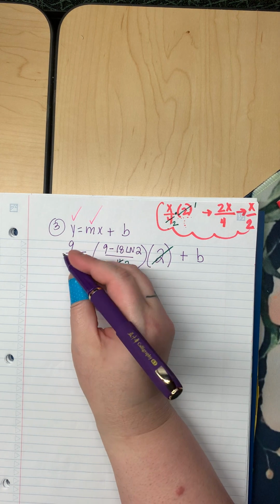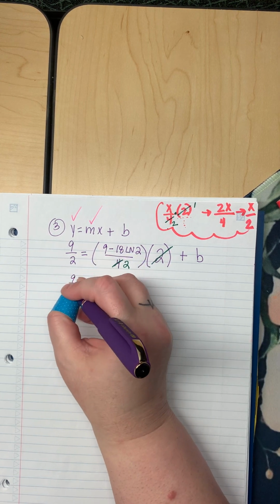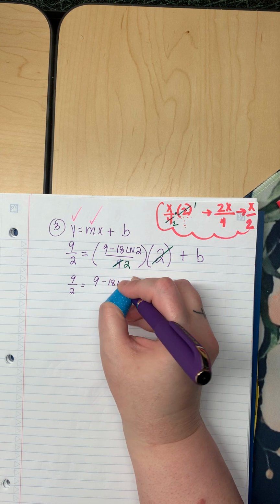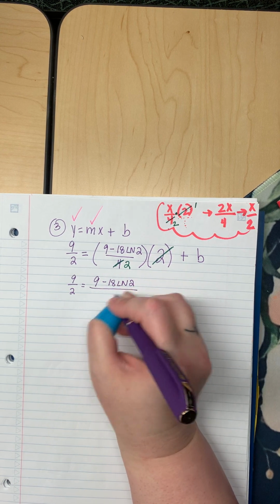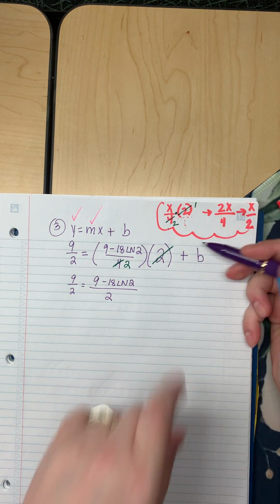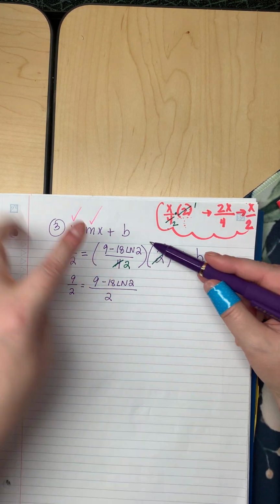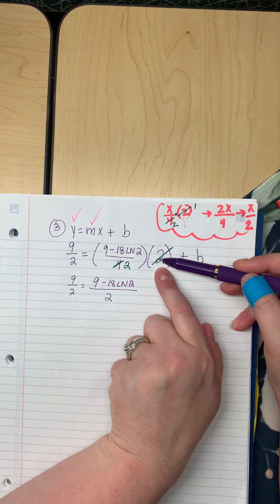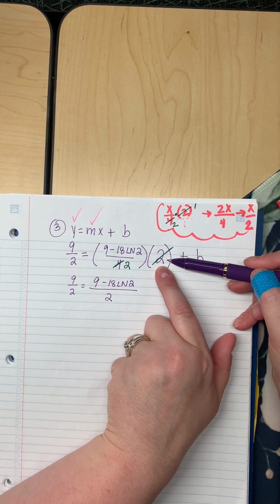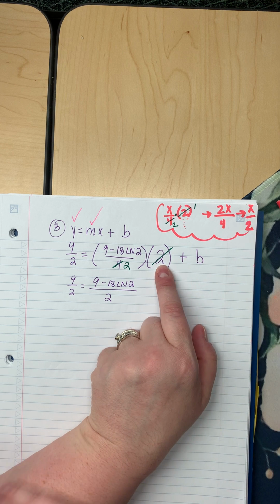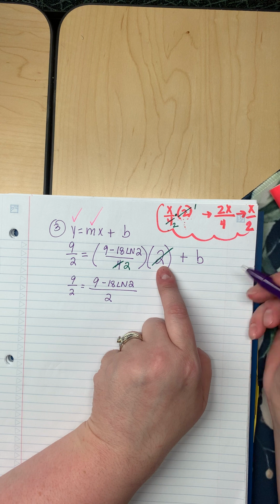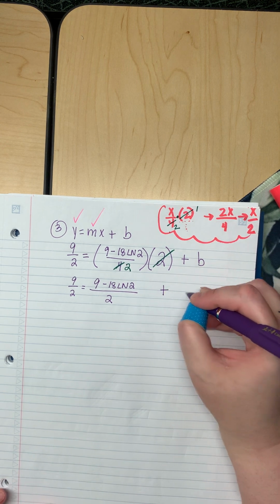And now let's rewrite this. We have 9/2 equals 9 minus 18 ln 2 all over 2. And then I'm going to take away the parentheses because I was really only using the parentheses to separate this 2. But this 2 disappears when I canceled it. So I don't need my parentheses anymore. And then I have plus b.